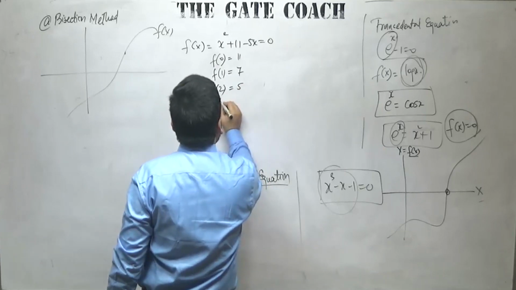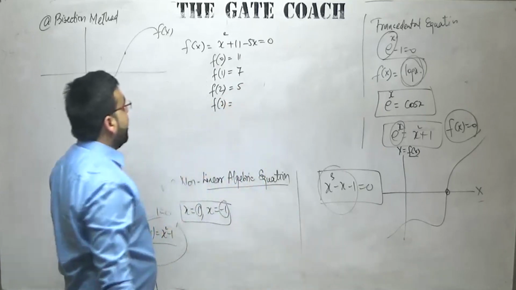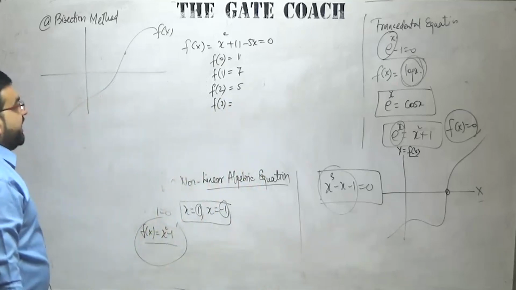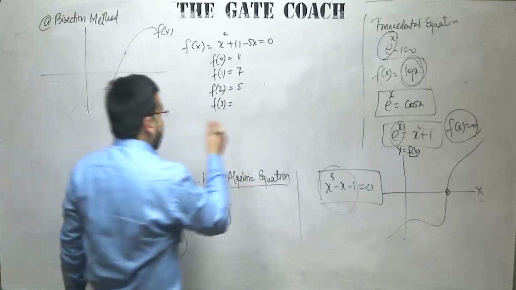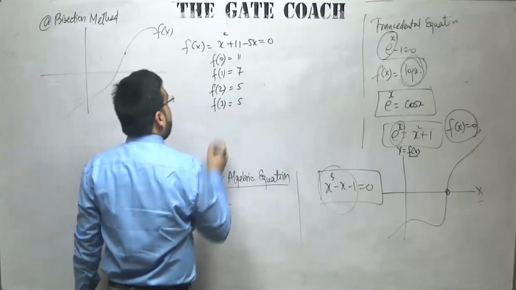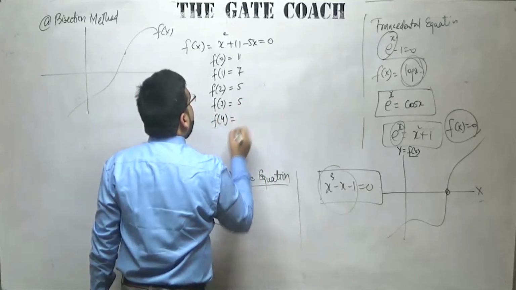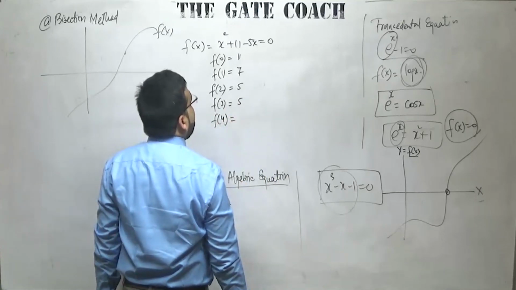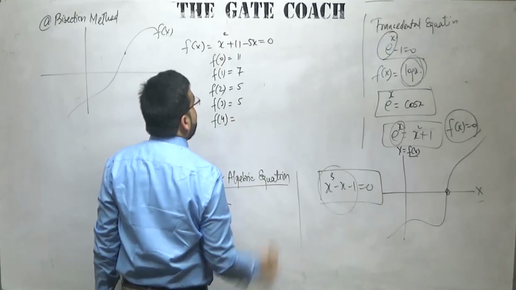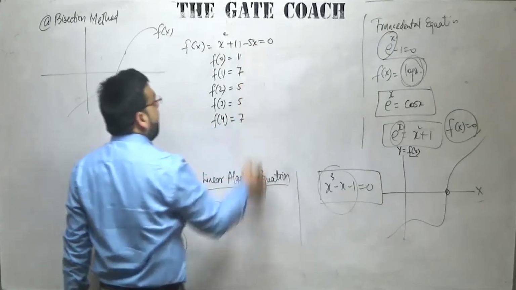You put f of 3. It will be 3 into 3 is 9, 9 plus 11 is 20, 20 minus 15 will be again 5. You put f of 4. It will be equal to 16 plus 11, 27, 27 minus 20 will be equal to 7. So you are getting some positive values.